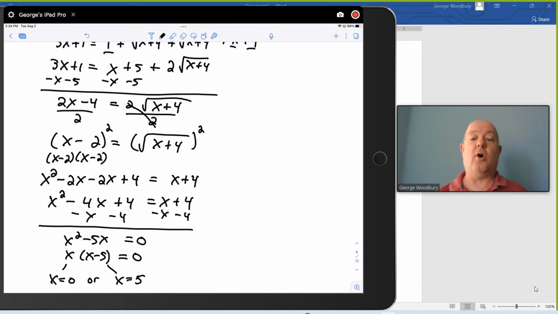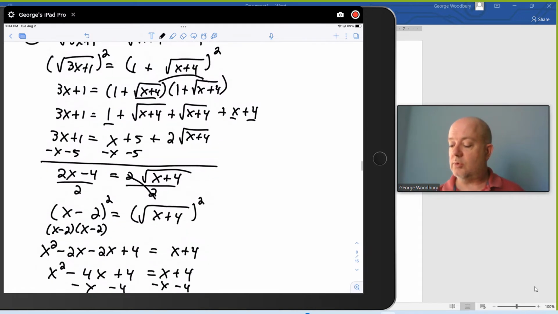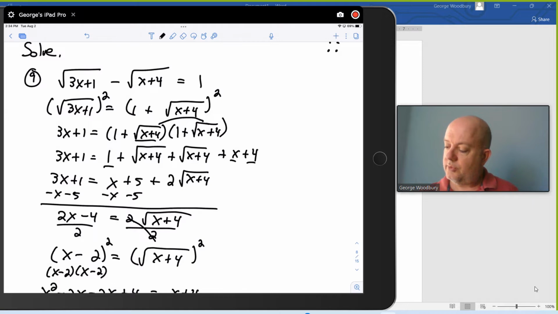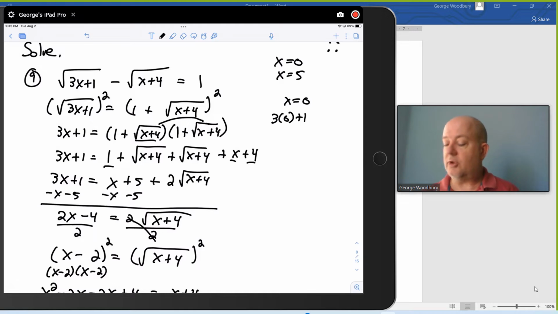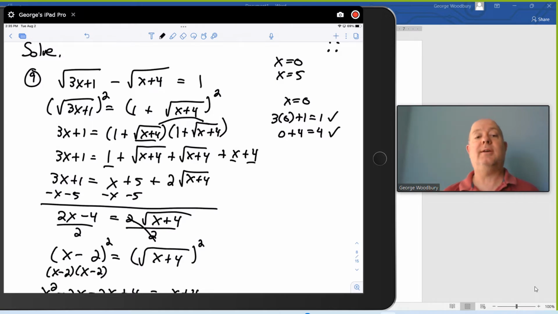So I've got to bring this all the way back up to the top and look at the original equation. So let me write those solutions here. x equals 0, x equals 5. We have to make sure that when we substitute those in, we get a positive number. So for x equals 0, I have to check 3x plus 1. 3 times 0 plus 1. That's 0 plus 1 or 1. That's positive. That's okay. 0 plus 4 is positive 4. That's okay. That tells us that x equals 0 is going to work.